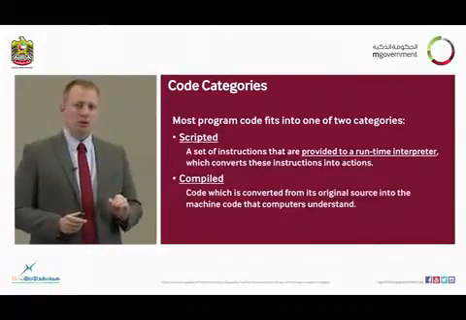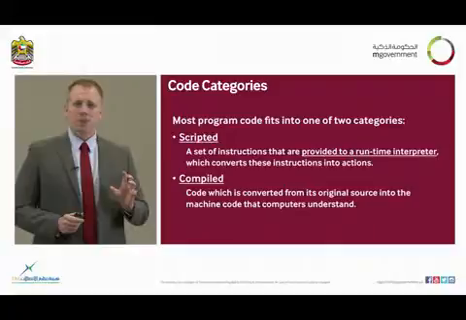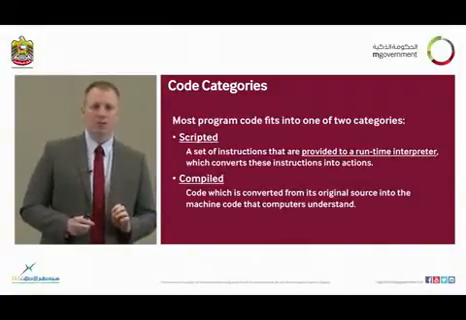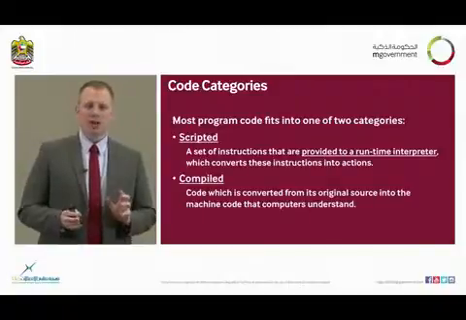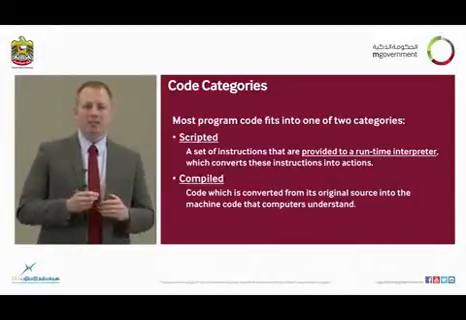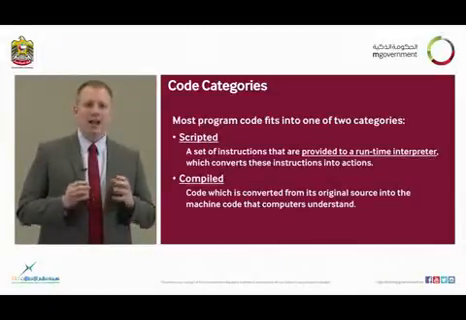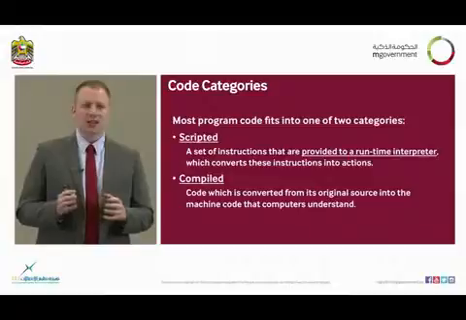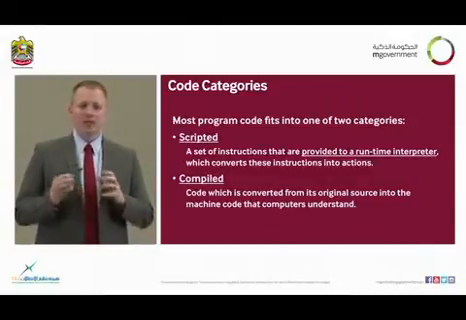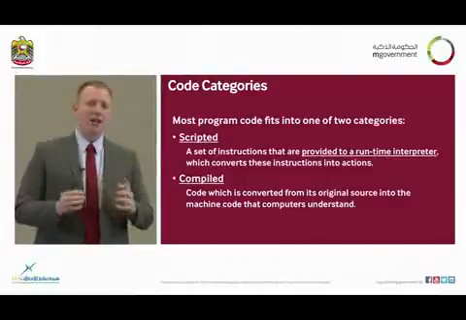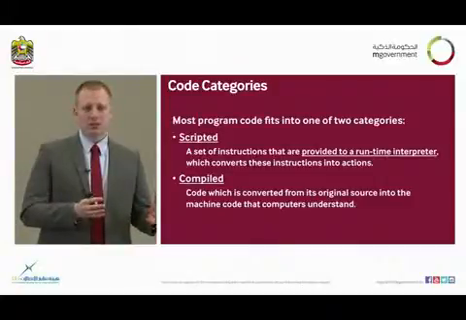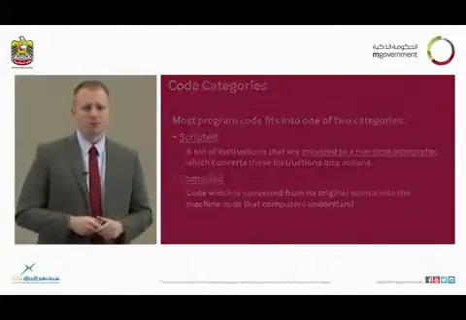Scripted code, the important difference to understand, is that this code requires something called a runtime interpreter. This is a program that takes the code that a programmer has written and converts it as the program is running into the machine code that is needed to be understood. Compilers, on the other hand, will take that source code and put it into the machine language ahead of time. That's why we are referring to that set of code as compiled code.